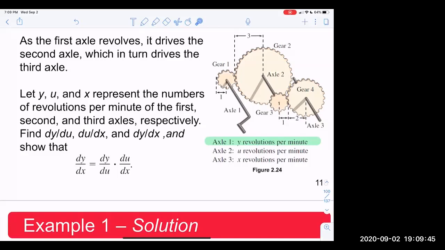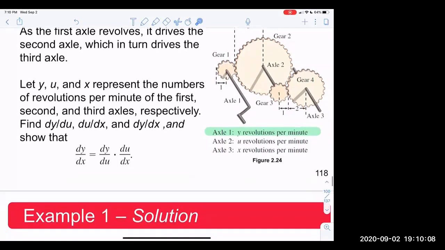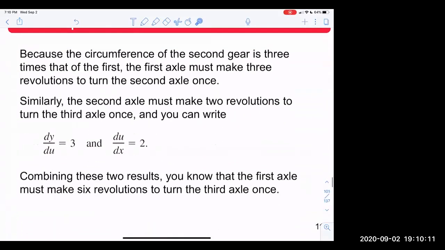Okay, so if we look at axle 1 versus axle 2, we can see that axle 1 is going to go around many more times, or in one revolution of axle 2, axle 1 will go around more, right? And when we're looking at axle 2 versus axle 3, well, that's entirely different as well, right? So, because the circumference of the second gear is 3 times that of the first, that first axle has to make 3 revolutions in order to turn that second axle once. So dy over du, or the amount of change in the first with respect to the amount of change in the second axle, is 3.